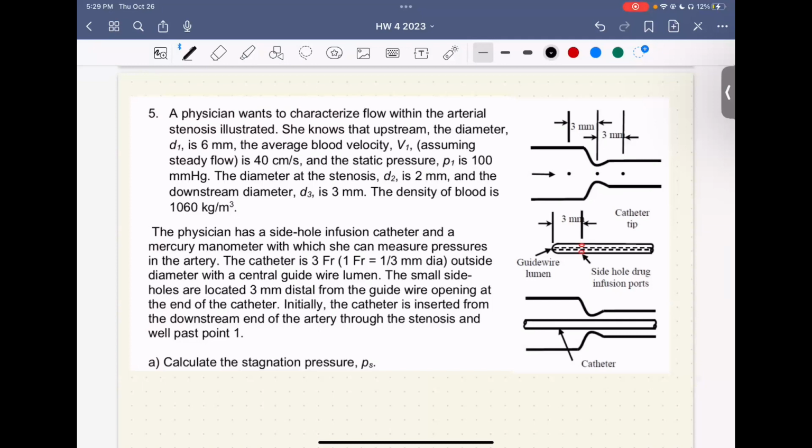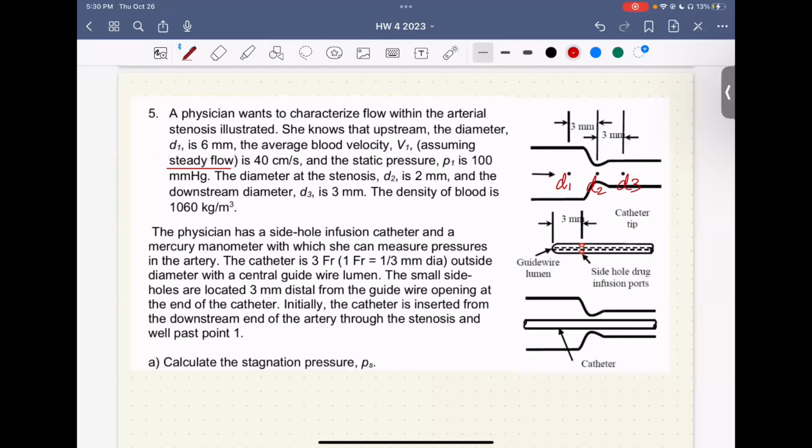Just to get started, we have a physician who wants to characterize flow within the arterial stenosis illustrated. That is right here. She knows that the upstream diameter D1 is 6 millimeters. The average blood velocity, assuming steady flow, so that's great, we have steady flow, is 40 centimeters per second, and the static pressure P1 is 100 millimeters of mercury. The diameter at the stenosis, D2, is 2 millimeters, and the downstream diameter, D3, is 3 millimeters, so that's here. So we have D1, D2, D3.